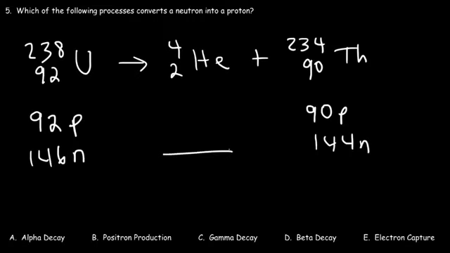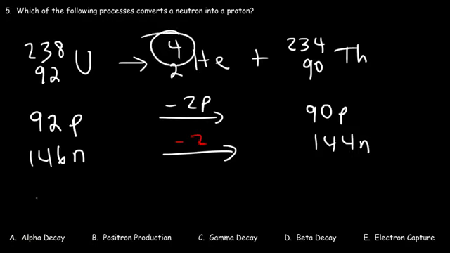So notice that the number of neutrons decreased by 2, and the number of protons decreased by 2. So alpha decay will always decrease the number of neutrons and protons by 2, so it decreases the mass by 4. It doesn't convert a neutron into a proton. It simply reduces the number of neutrons and protons in an element. So it's not going to be alpha decay. Now let's take a look at positron decay.